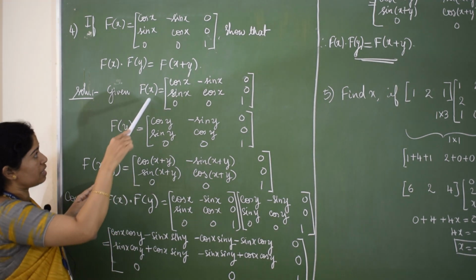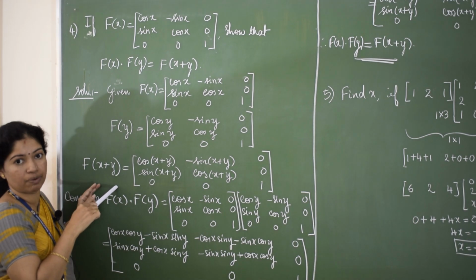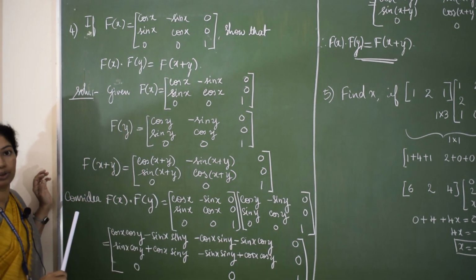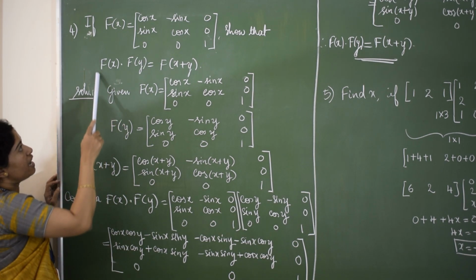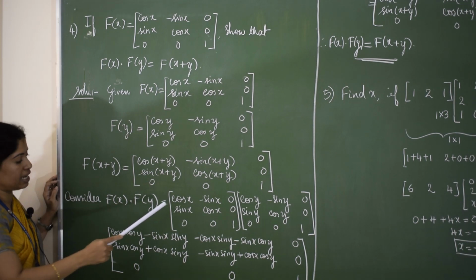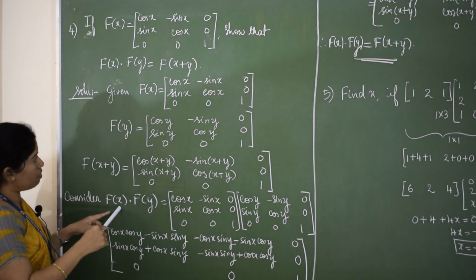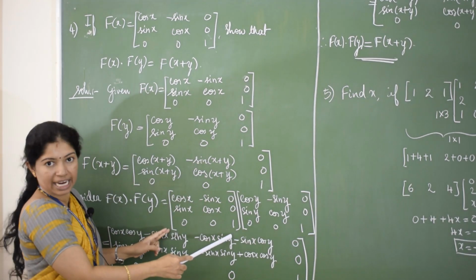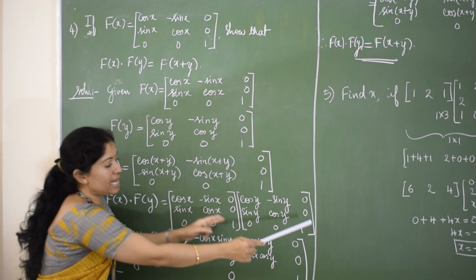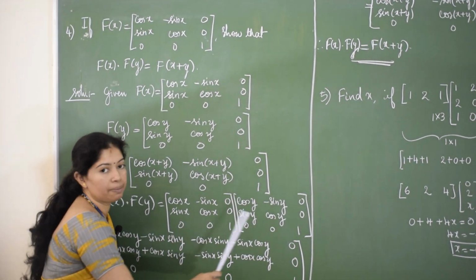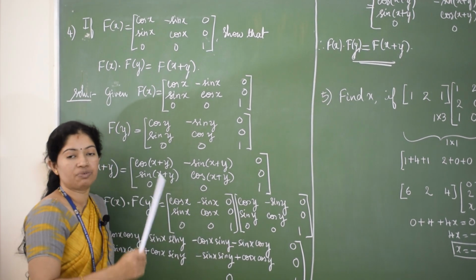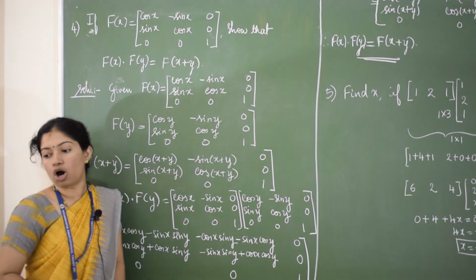So we have with us f of x, f of y and f of x plus y. What we have to show? f of x into f of y is equal to f of x plus y. So take the left hand side. In the left hand side you have f of x into f of y. Write f of x, f of x is this matrix, write that into f of y. f of y is here, write that matrix and multiply these two matrices now. To multiply the matrices we will use the row by column method.